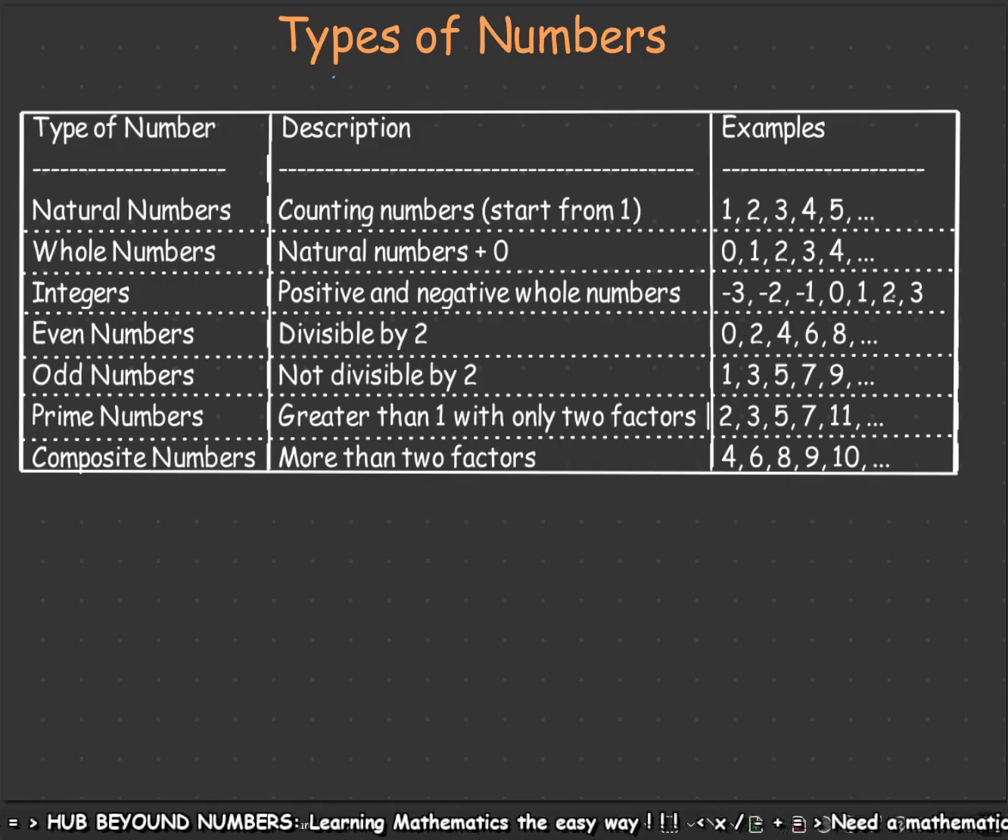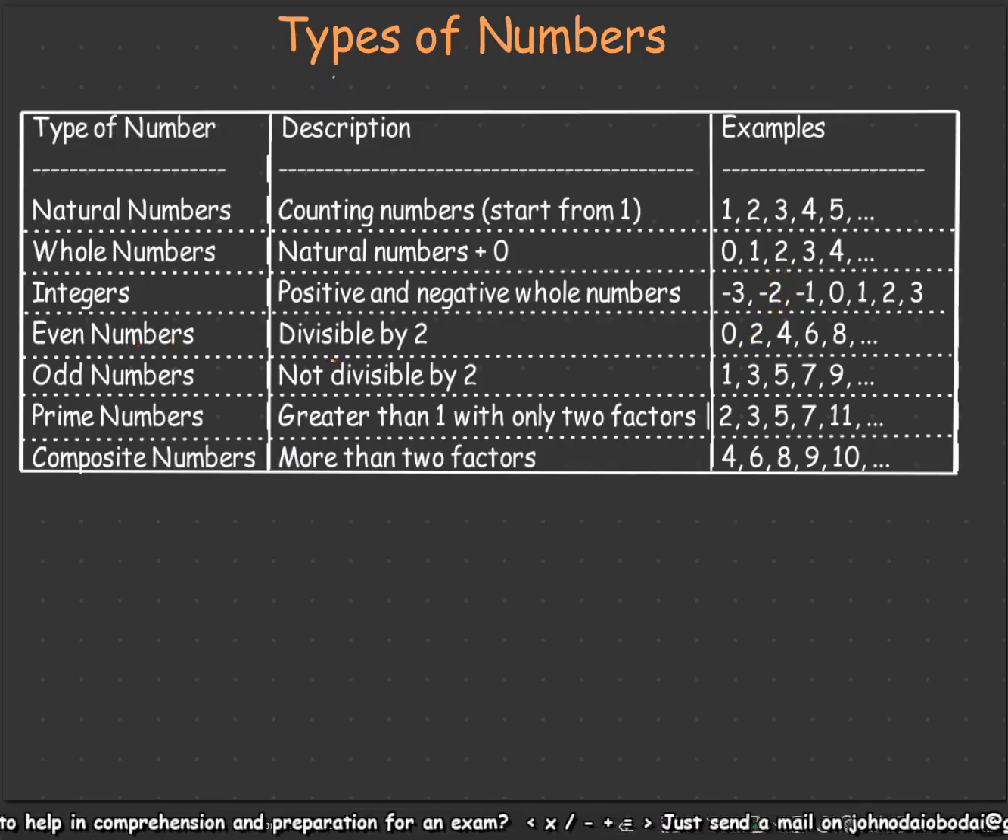You get it? So every positive number, or all the natural numbers, have their negative counterparts. So if you take 1, it has its negative counterpart being -1. If you take 2, it has its negative counterpart being -2 as well. You get it? Then we have even numbers.